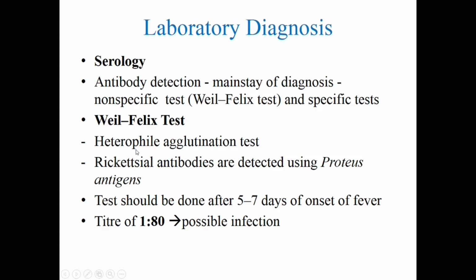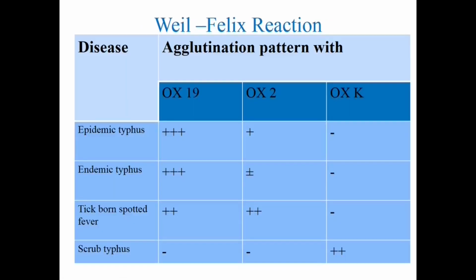That's why it's called a heterophile agglutination test, because it is using antigens which are not specific to Rickettsia. These antigens are from Proteus, but they can bind to the antibodies against Rickettsia as well as to the antibodies against Proteus infection. The test should be done after 5 to 7 days of onset of fever, and a titer of 1:80 or more suggests possible infection. So the Weil-Felix test, you must remember, is done for rickettsial diseases, not for all of them, but for these diseases: epidemic typhus, endemic typhus, or the spotted fever group.